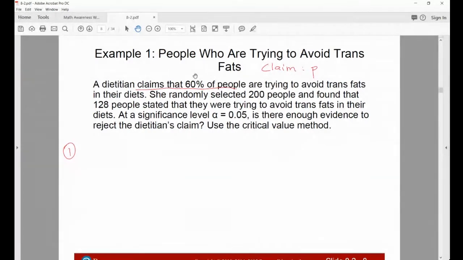It doesn't say below 60 or above 60 or more than 60 or less than 60. It says 60. So that's exactly 60%. Her claim is that exactly 60% of people are trying to avoid trans fats in their diet. So in this case, we use the equal sign and the percentage as a decimal. So the claim is that the proportion is equal to 0.60. So where do we write the claim? In the null hypothesis or in the alternative?